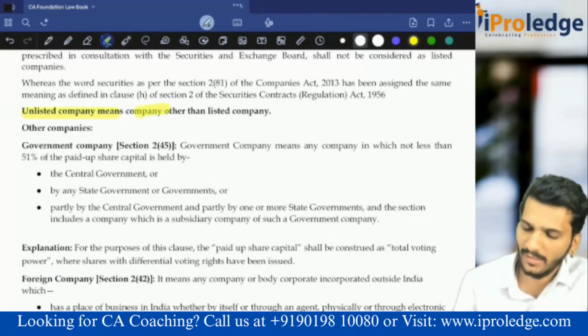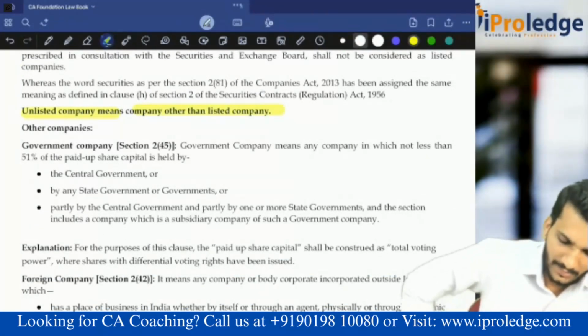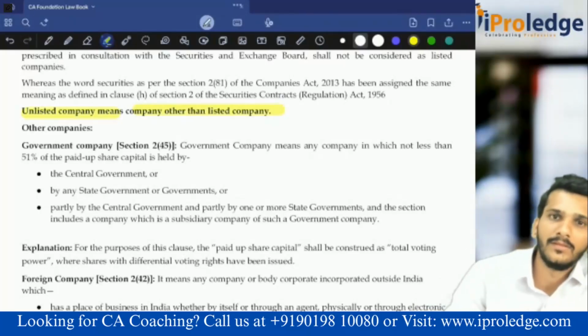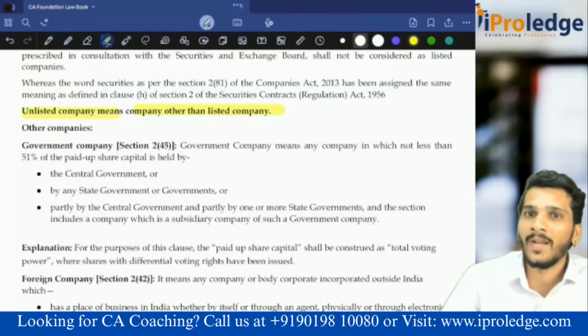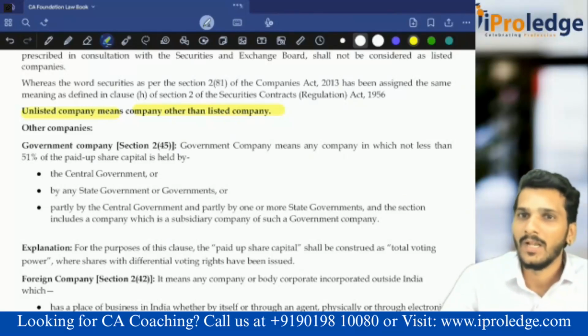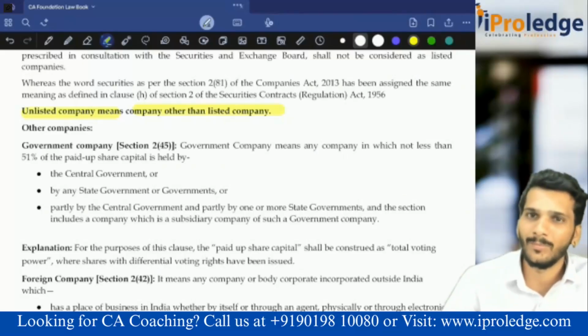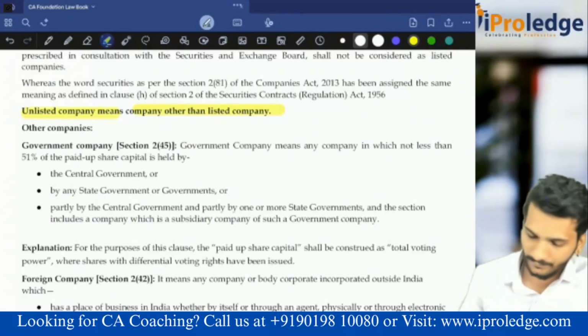Unlisted company means companies other than listed companies. Simple. So what is the difference between recognized and unrecognized? SEBI has entire control over recognized exchanges. Price rigging and such things will not happen there because entire control is under SEBI. Unrecognized ones are not majorly controlled by SEBI, so you can do some price rigging, bringing prices down, and such things.